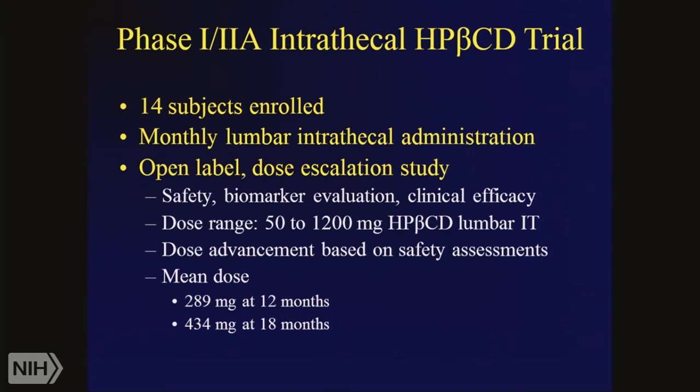Okay, so 14 subjects were enrolled. They get monthly lumbar intrathecal administration. It's an open-label dose escalation study. It's a phase 1/2 study, so it's really focused on safety, biomarker evaluation, and we are looking at clinical efficacy, but that's not the primary goal in a phase 1 study. In a phase 1 study, you're really focused on safety. To date, the dose range that we've studied is 50 to 1,200 milligrams of cyclodextrin lumbar IT, and dose advancement was based on safety assessments. And here you can see our mean doses at 12 and 18 months in the patients.